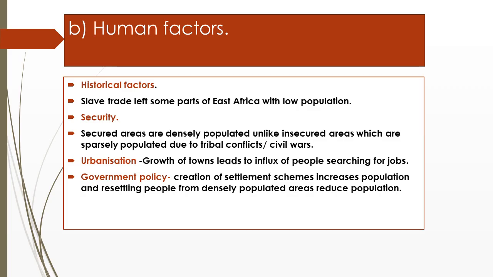Government can also come up with a policy that can have an influence on population distribution. For example, if a government decides to create a settlement scheme, where that settlement scheme has been established, then that place experiences dense population. And where they come from, there is a reduction in population. So that one, of course, is another factor that tends to affect the population distribution within East Africa.